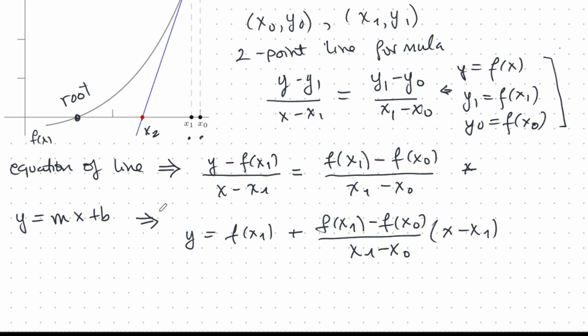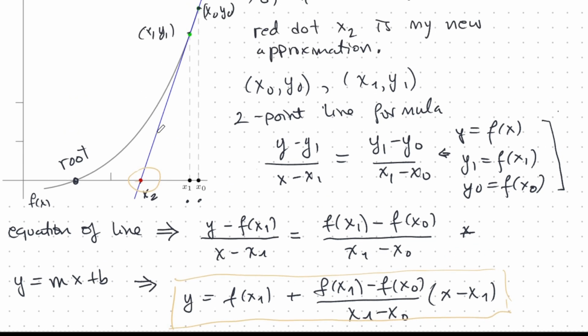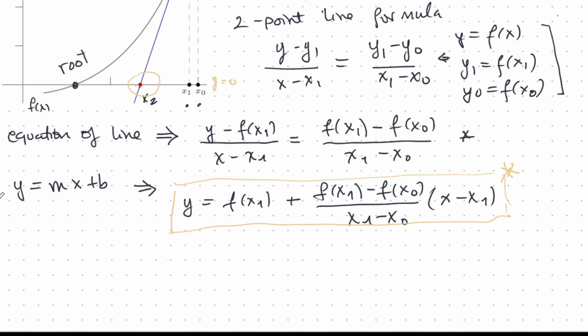Okay, so now we are trying to find that red dot, yes? Where's the red dot? Here. All right, so how do we find this red dot? Well, we know the equation of this line. We have it right here. And how do we find the red dot? Well, the red dot is when y equals 0, because y equals 0 on the x-axis. So now I plug in y equals 0, and what do we get? Let's see what we get.